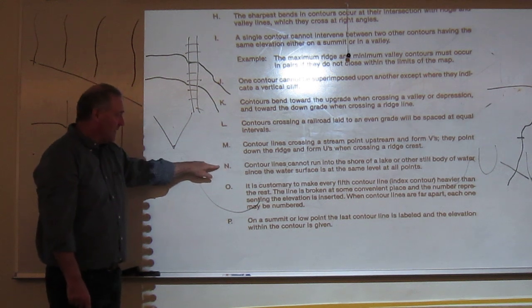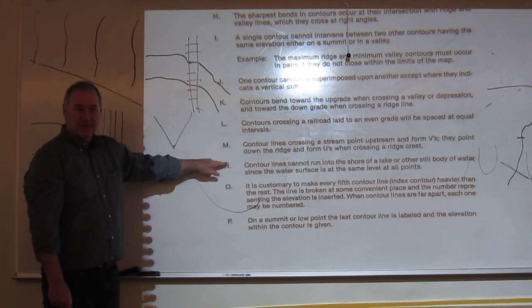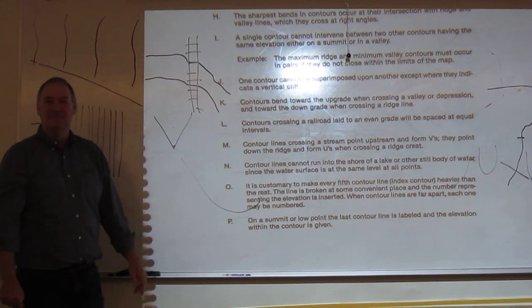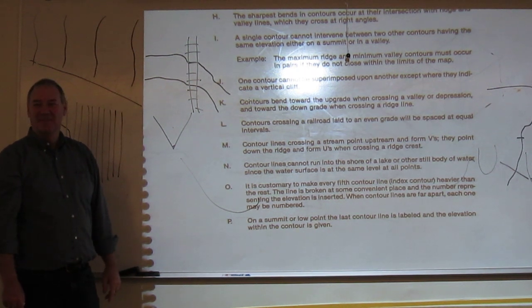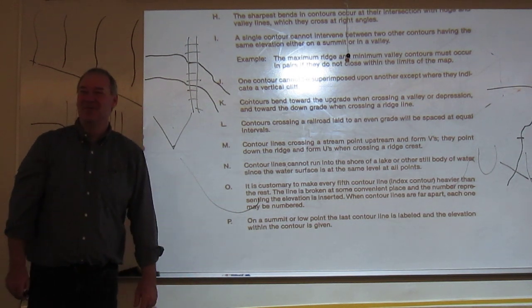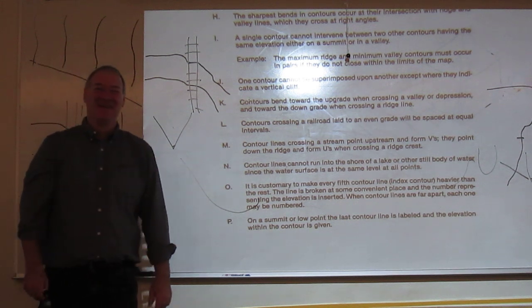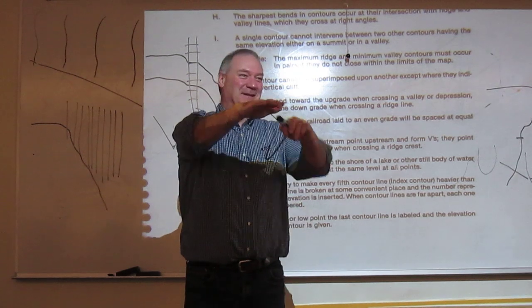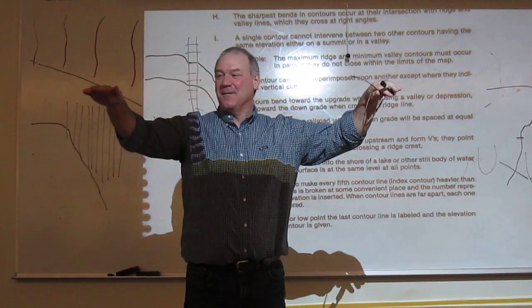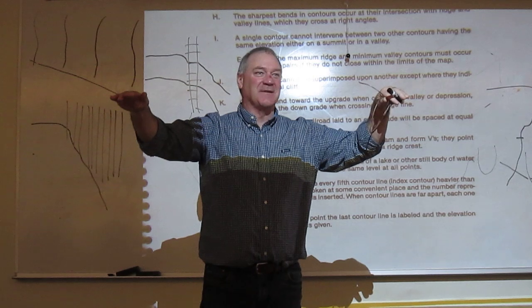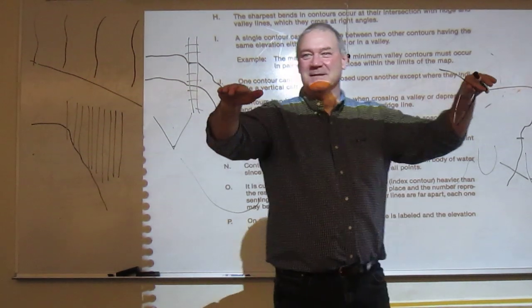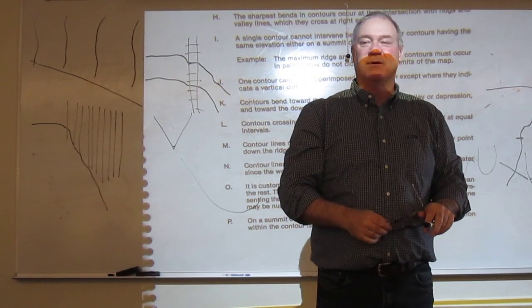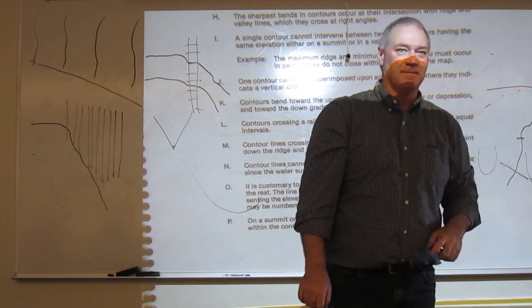Contour lines cannot run into the shore of a lake or other still body of water. Why can't they do that? What does water do? It basically all goes to the same level, right? It's liquid, gravity affects it, so it's all at the same elevation generally. Now it's not really. If you get a really big lake, it will have some gradient to it, but we generally can't determine it.